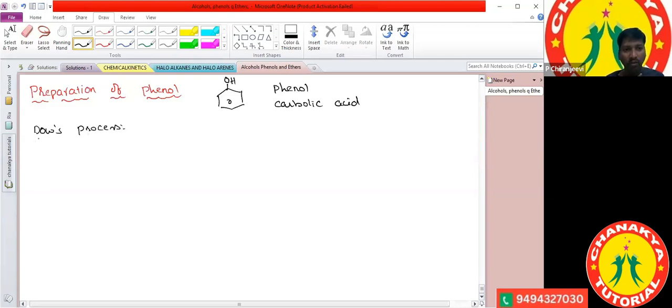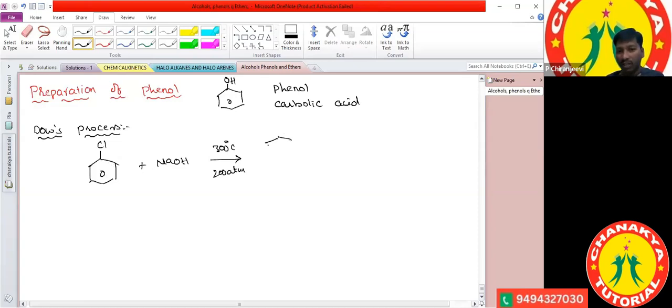Dow process. From the Dow process also we can prepare phenol. What is meant by the Dow process? Here, chlorobenzene is treated with sodium hydroxide at 300 degrees Celsius and 200 atmosphere pressure. At 200 atmosphere pressure and 300 degrees Celsius, chlorobenzene reacts with sodium hydroxide.